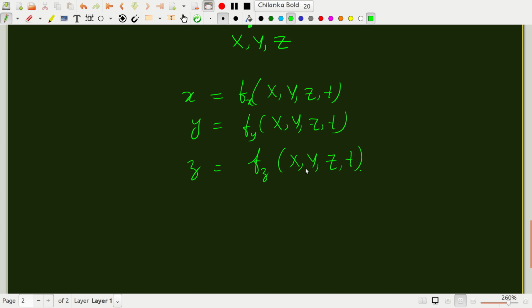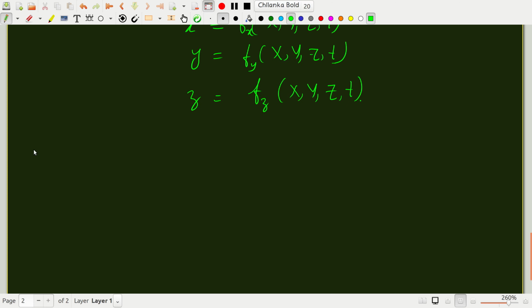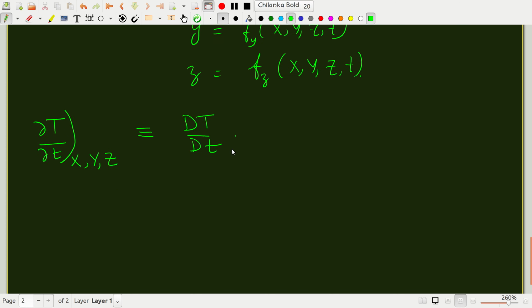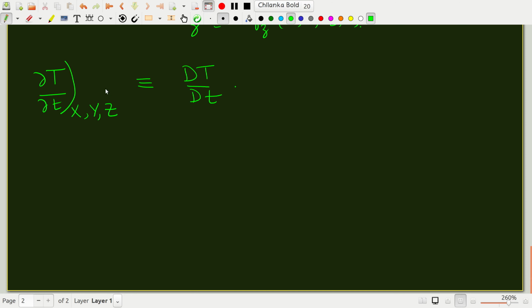Now, the substantial derivative is nothing but the partial derivative of temperature with respect to time, in this example, by keeping capital X, capital Y, capital Z constant. This is the definition of substantial derivative. The idea is to relate this to partial t, where small x, small y, small z are kept constant. How do we do this?